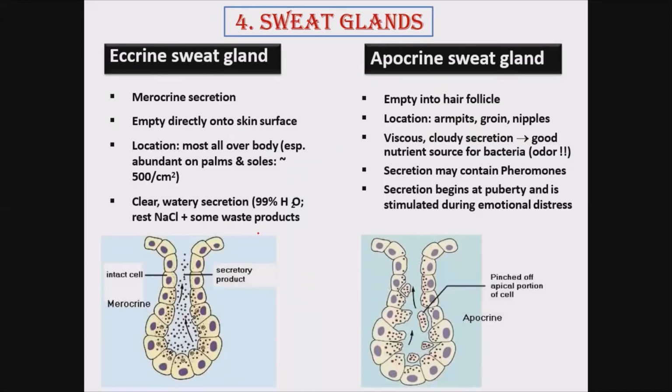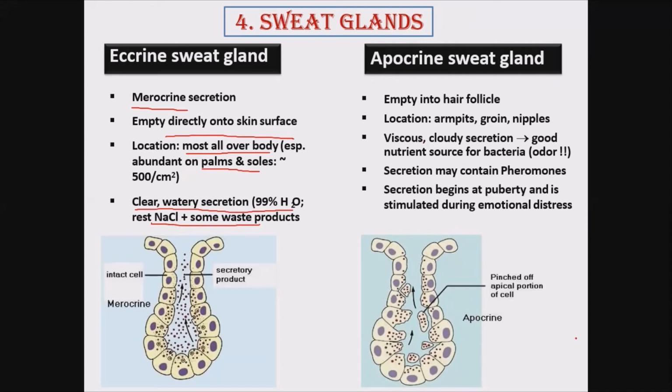Coming to the next gland, called the sweat gland. Sweat glands are of two types in the skin. One is called the eccrine sweat gland, and the other is the apocrine sweat gland, depending upon the type of secretion. Eccrine is the one in which the secretion is merocrine, where the cells secrete the material in the form of vesicles. They are excreted into the lumen and empty directly onto the skin surface. Mostly they are present over most of the body, especially abundant on palms and soles. The secretion is a clear watery secretion, 99% water and sodium chloride, with some waste products.